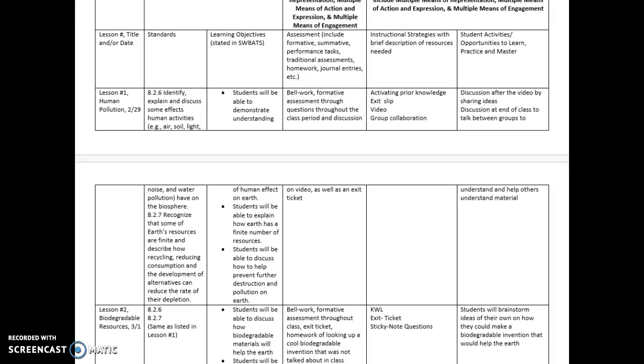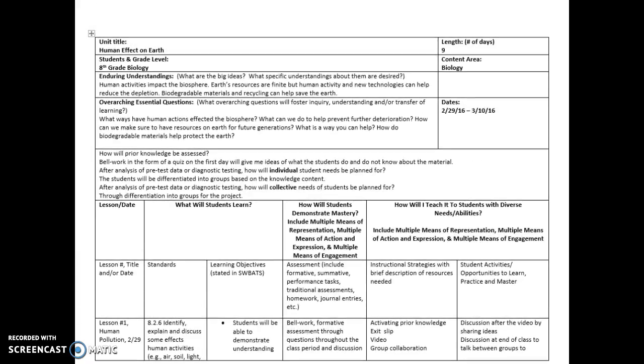And then some joys from this unit. I really just enjoy the unit in general. This idea of allowing my students to research the information and let them take control of their learning and be able to make a difference in the world. So I really enjoy that about this unit.